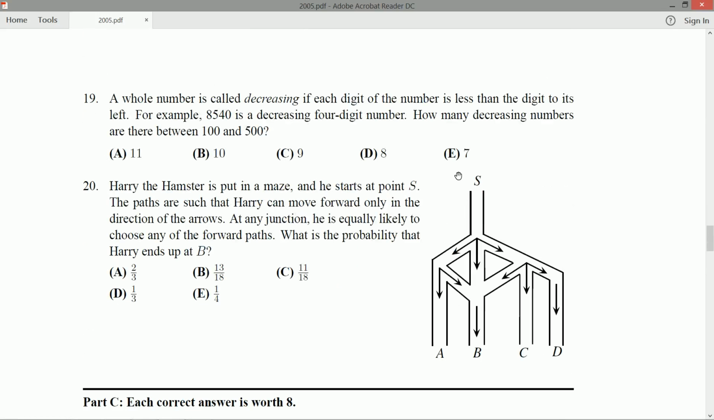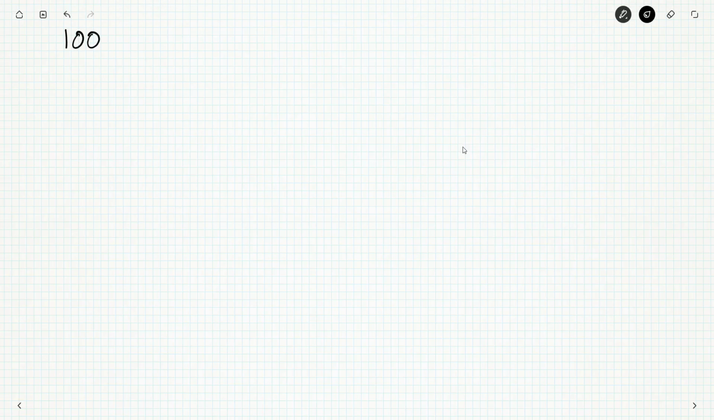Anyway, let's see if we can make some. We should be able to make some decreasing numbers because at least we should have 7. So if we're between 100 and 500, it's going to be a 3-digit number, right? What number could go to the left? Because that really limits us as to what the next two possible numbers could be. Well, we could have something in the hundreds.